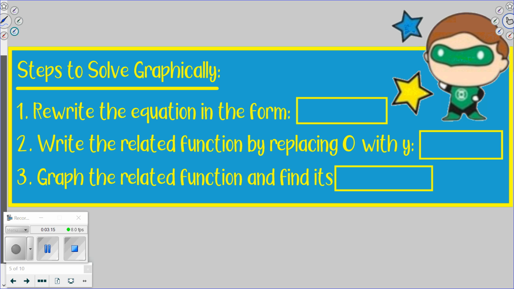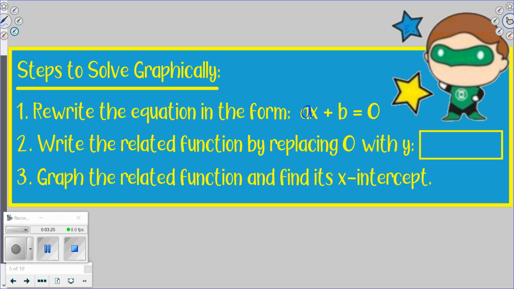Maybe. Really? No, it worked earlier. All right, so rewrite the equation in the form, there it goes.